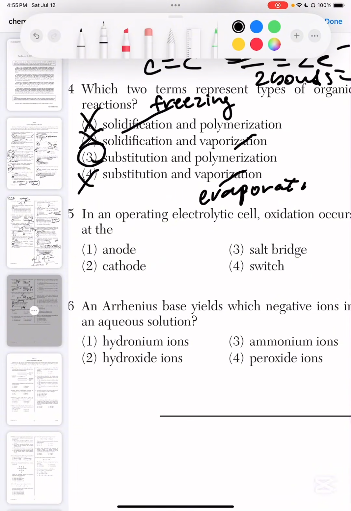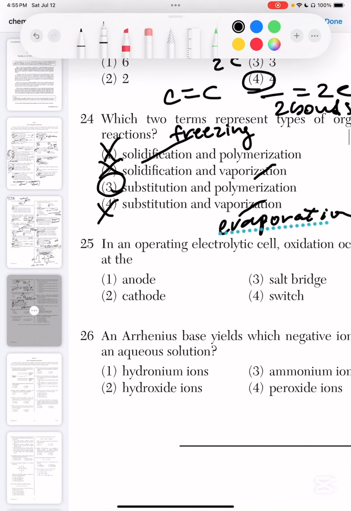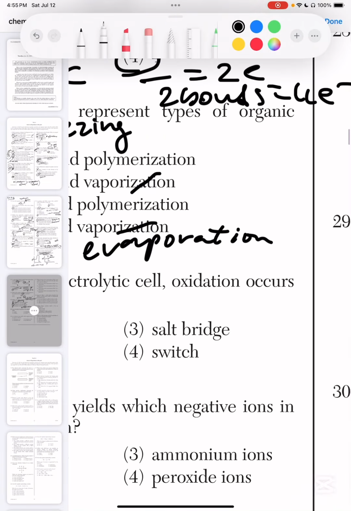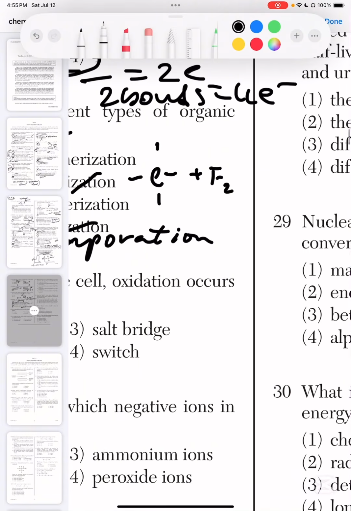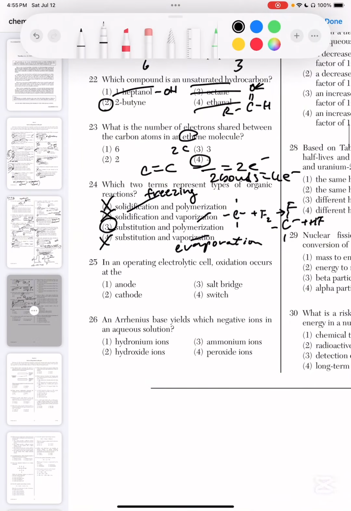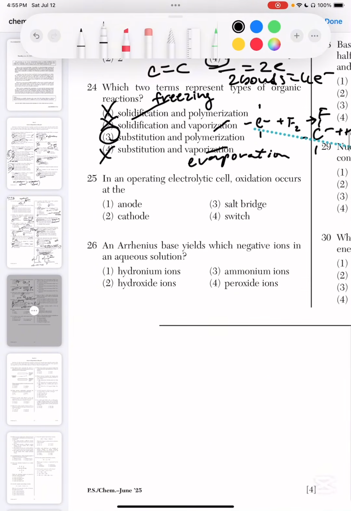Evaporation. So substitution is like when maybe you have something like this plus, I don't know, fluorine maybe, and then you react and you get an F now and a hydrofluoric acid. And then polymerization is when a lot of organic monomers link together to form a chain, right? And that is called a polymer because it has multiple monomers.